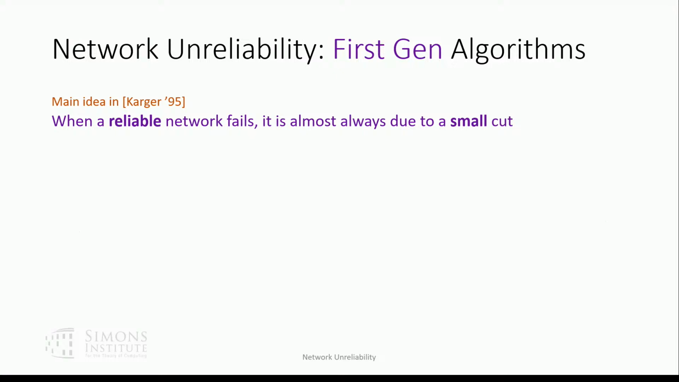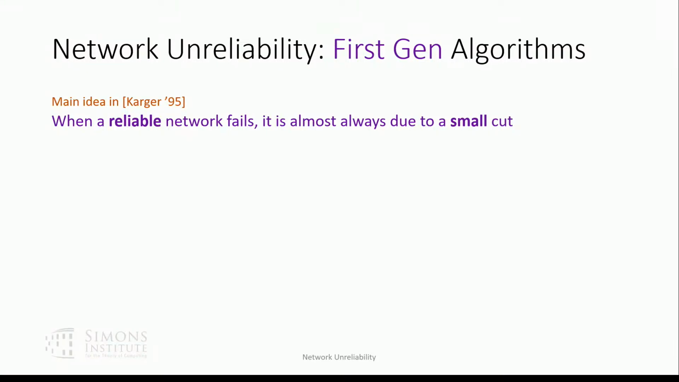Okay. So the main idea in this work by Karger that deals with this issue is the following. It says that when a reliable network fails, and by reliable network, I mean a network that does not really fail very often, so the probability of failure, the probability of disconnection, is small, it almost always does so because of a small cut. I'm not going to prove this, but it's intuitively clear what's going on.